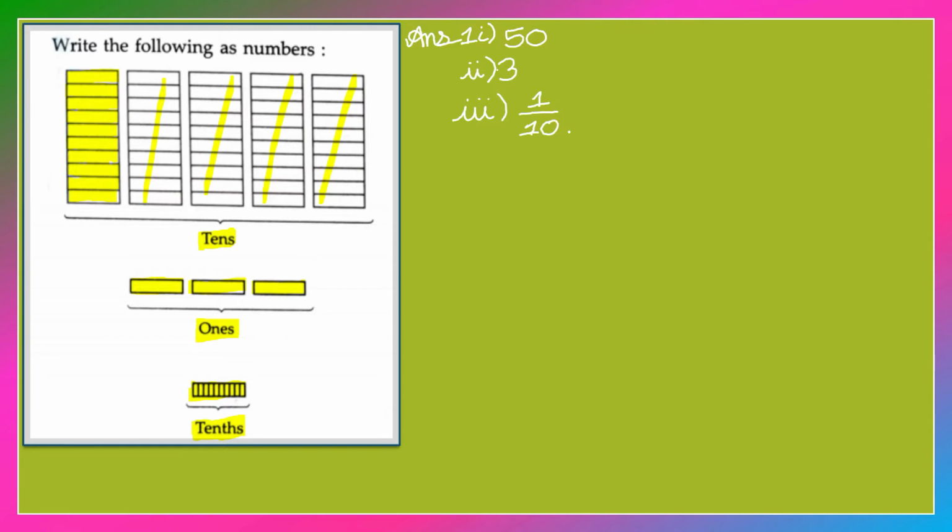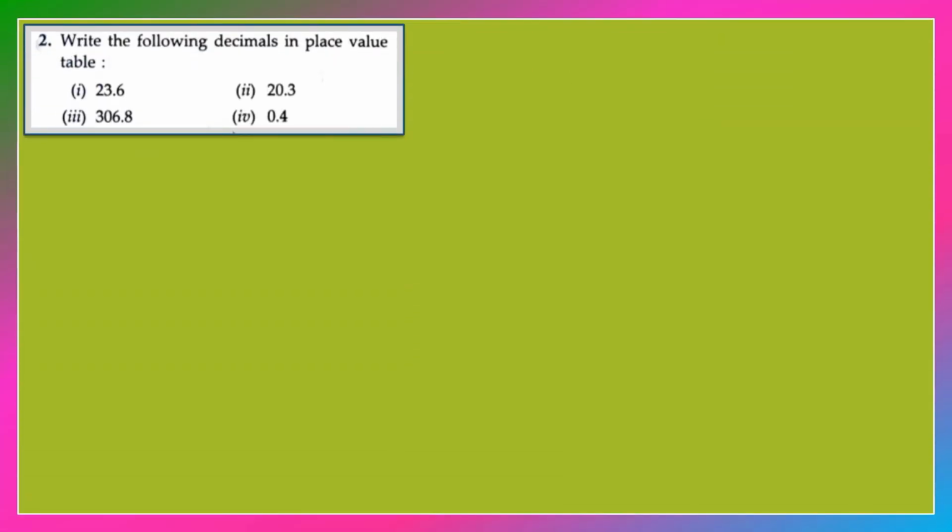Now for the next question. The second question says: write the following decimals in a place value table. Place value table means that we have to make a table. I'm going to demonstrate one table, for one part, that is 306.8. The rest of the 3 parts you're going to do yourself.